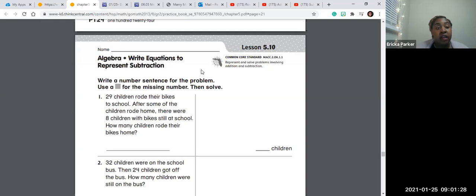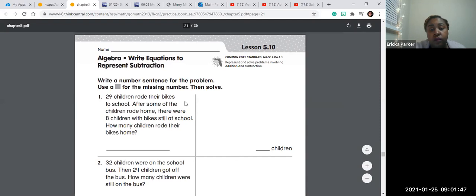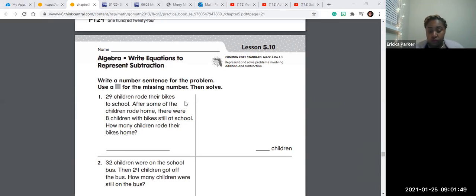Okay, so let's take a look. Let's first look at what type of equation, what kind of number sentence are we looking at here? They told us that 29 children rode their bikes to school, and there were only 8 bikes still at school. So let's take a look. So that's 29 minus 8.